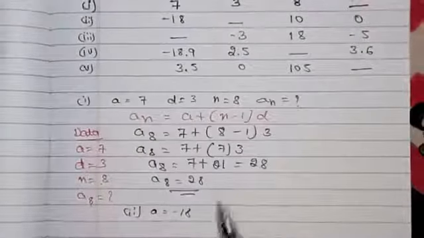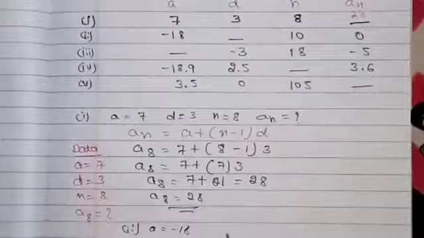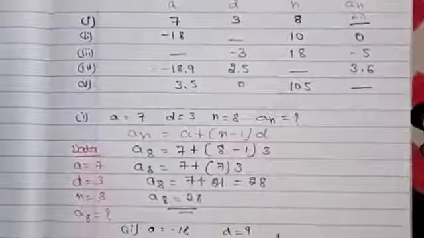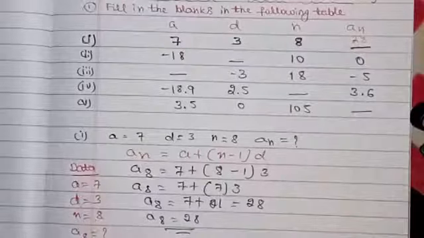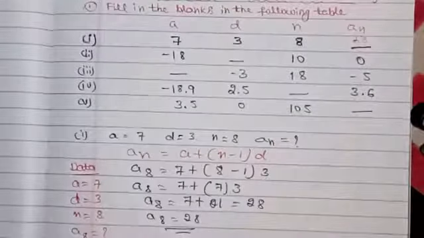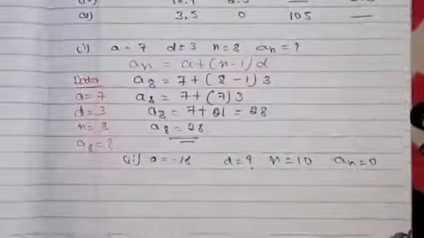Now next, you need to find the d, right? So therefore d is equals to question mark. And the third one is n they have given, n is how much here, 10. So therefore n is equals to 10. And the last one is an they have given, an is how much, 0, right? So this is the second question that we need to solve.